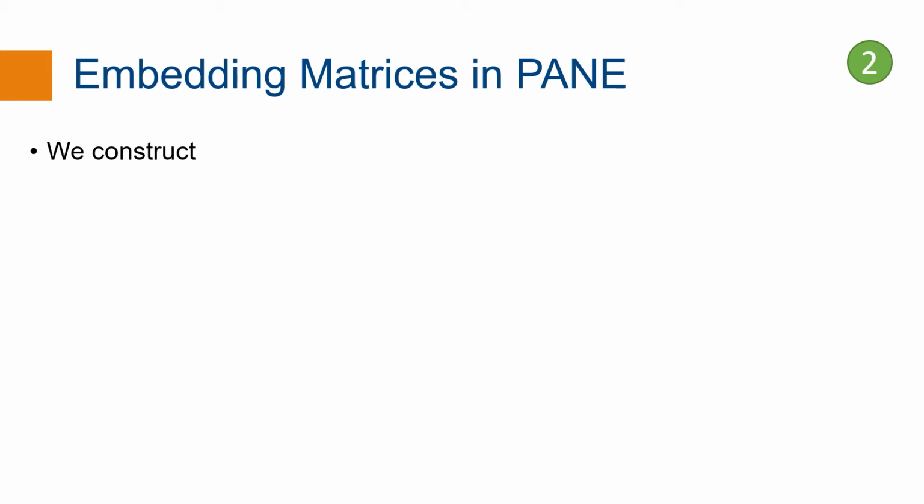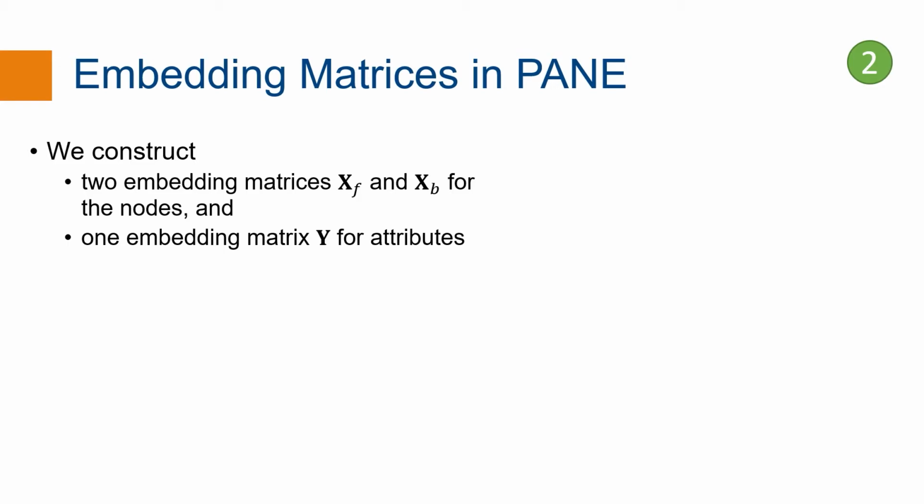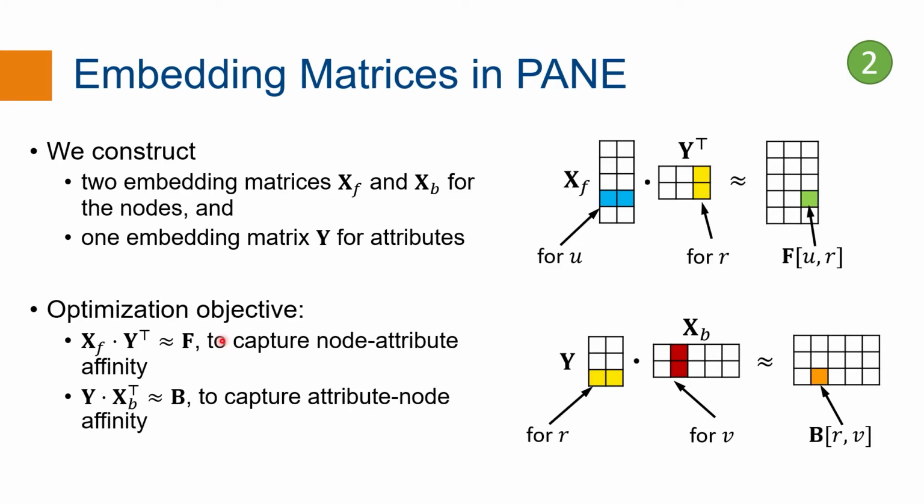Next, let's look at the second main technology in PANE, which is the computation of the embedding vectors. These are the main outputs of our proposed algorithm. In our proposed method, we built three embedding matrices: X forward, X backward, and Y. X forward and X backward are for the nodes, while Y is for the attribute. In order to compute the three matrices, we formulate the problem as an optimization program.